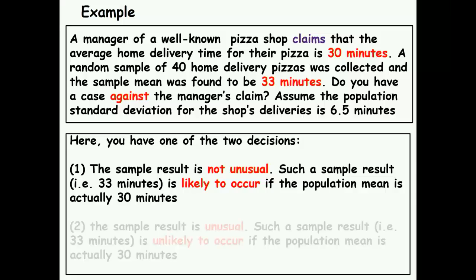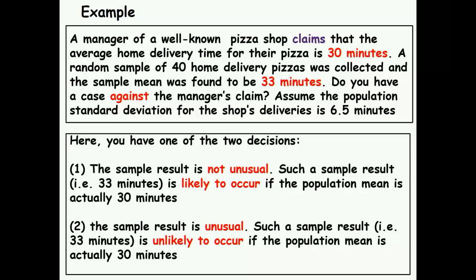The second thing you could say: if he is saying 30, why do I get 33 when I take a sample? This is really unlikely. It is unusual. I shouldn't get 33 if what he is saying is correct. If the claim is correct, you are doubting your result. Why do I get 33 minutes? Unlikely means less probability; likely means high probability. These are the two options you have: either accept the claim or refute the claim.